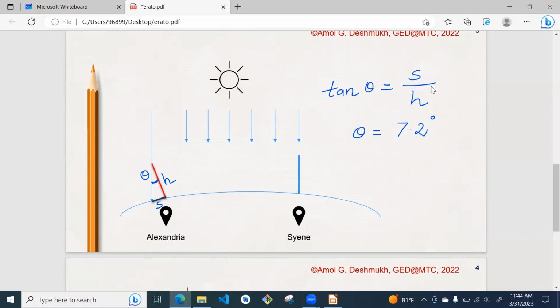Now he also made one more observation. He measured the distance from Syene to Alexandria. At that time there was no unit like meter or kilometer, so he used an ancient Greek unit called stadia. Stadia is nothing but the length of a stadium. He found that the distance between Alexandria and Syene is 5,000 stadia. So now he has two values, the angle and the distance between Syene and Alexandria.